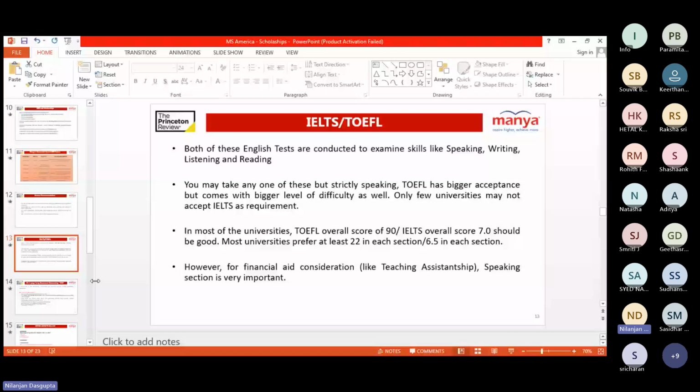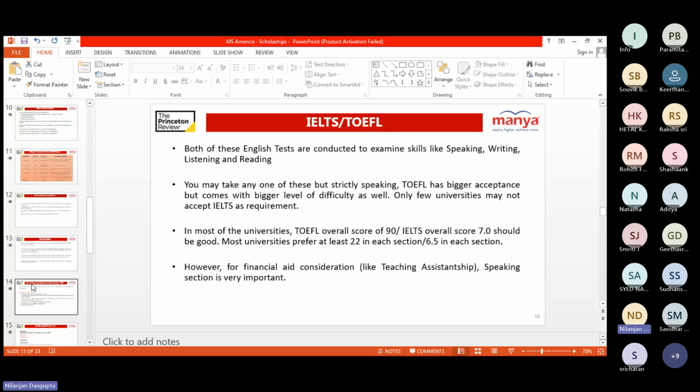But as a general recommendation, 7 or 7.5 as an overall score out of 9 in IELTS, and at least 6.5 in each skill, will be important for any university. And I'm not saying these details just for the sake of saying, I'm saying them keeping the scholarship or the financial aid in mind.